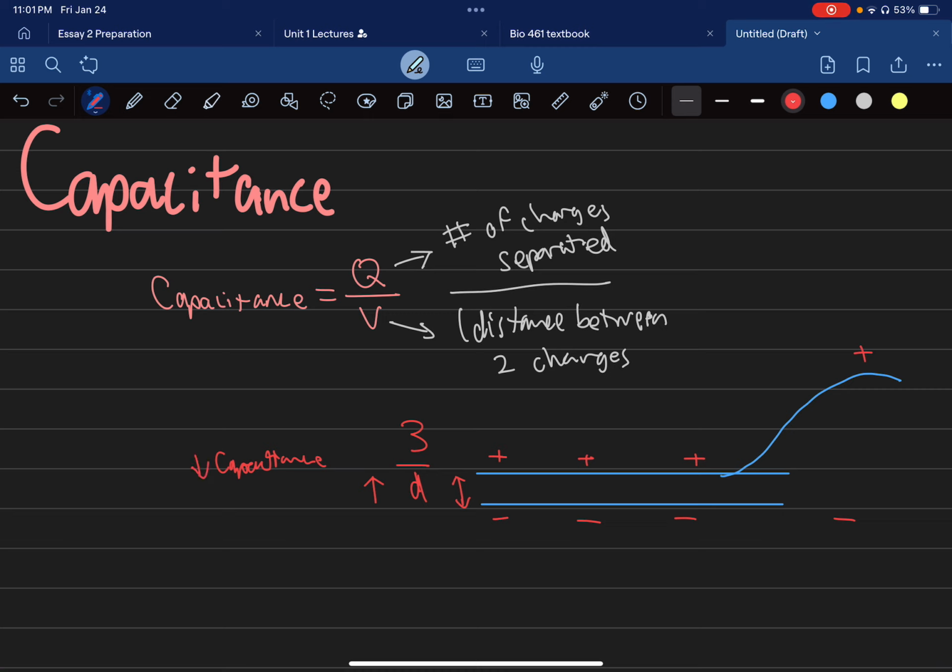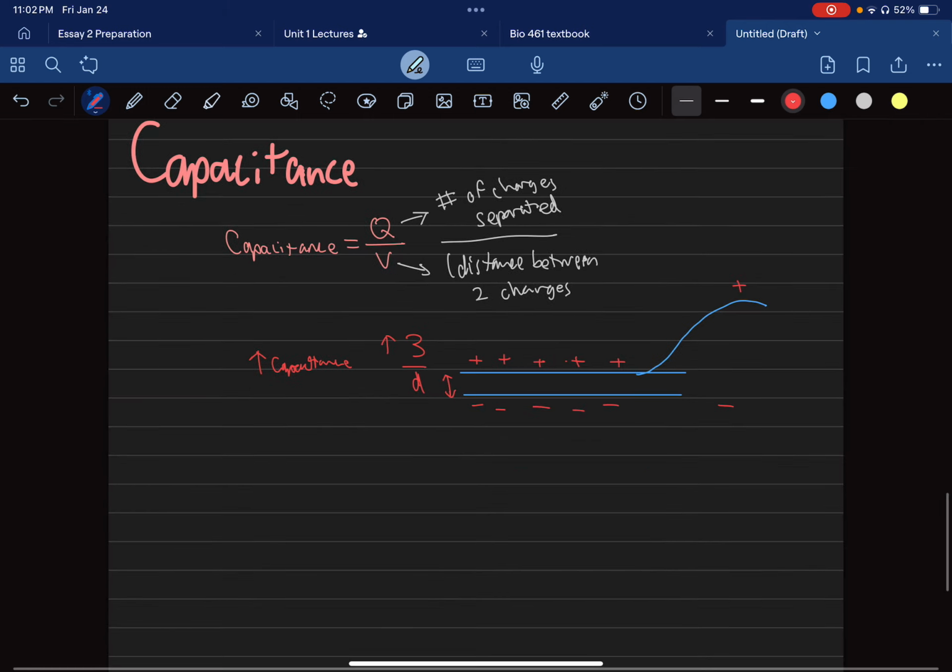Meanwhile, if we take our same membrane here and we add a couple of charges, we will increase the amount of charges, which would in turn increase the capacitance. So basically, the more charge on the inside and the outside of the cell, the more capacitance. The more distance between those charges, the less capacitance, and vice versa. And this is something that's going to help us determine our length constant.